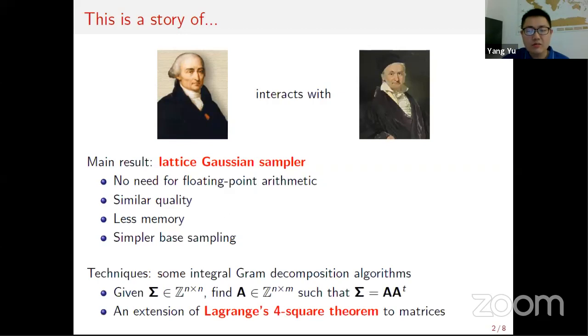Our techniques are some algorithms for the integral gram decomposition problem. That is, given an integral positive definite matrix sigma, compute some integral matrix A such that AA transpose equals sigma. Actually, this can be viewed as an extension of Lagrange's four-square theorem to matrices. Lagrange's four-square theorem corresponds to the case n equals 1 and m equals 4.